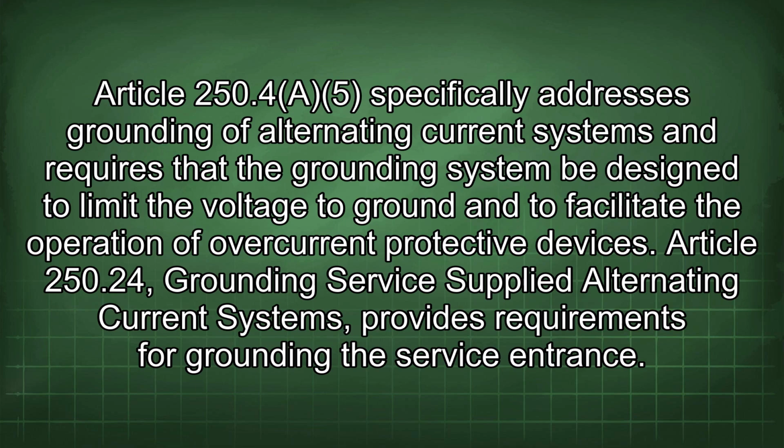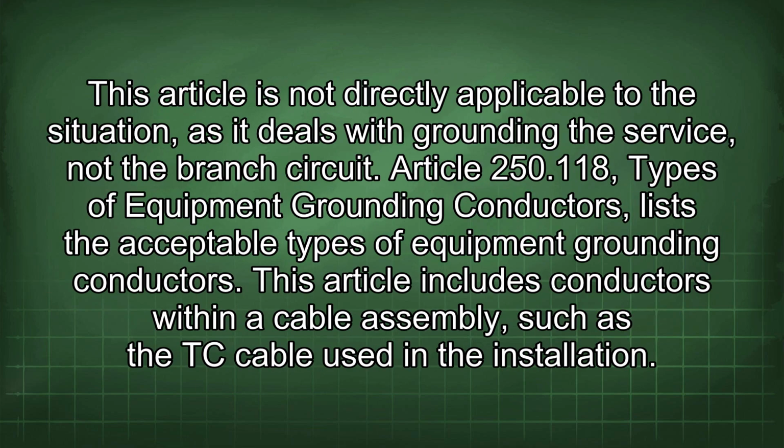Article 250.24, Grounding Service Supplied Alternating Current Systems, provides requirements for grounding the service entrance. This article is not directly applicable to this situation as it deals with grounding the service, not the branch circuit. Article 250.118, Types of Equipment Grounding Conductors, lists the acceptable types of equipment grounding conductors. This article includes conductors within a cable assembly, such as the TC cable used in the installation.